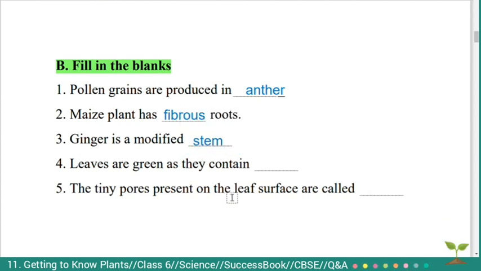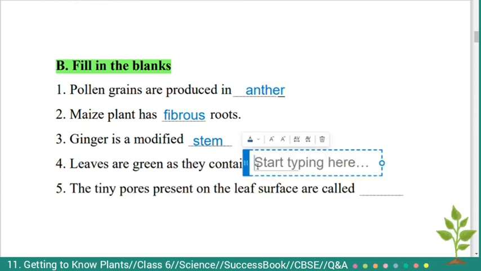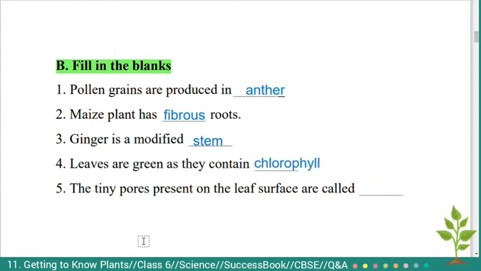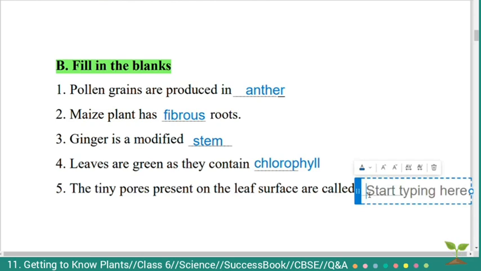Fourth, leaves are green as they contain dash. Leaves are green as they contain chlorophyll. Fifth, the tiny pores present on the leaf surface are called dash. The tiny pores present on the leaf surface are called stomata.